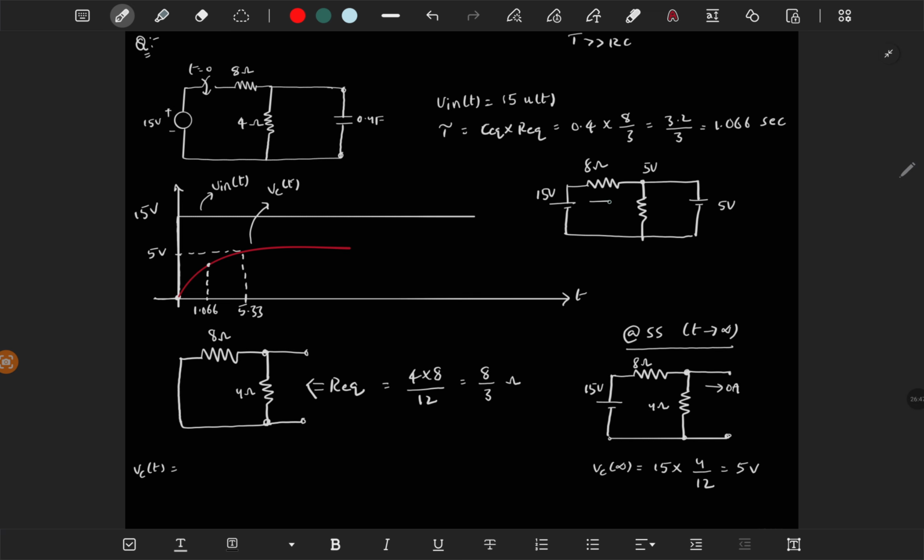So this is 8 ohms. How much current is flowing through this branch? It is 10 by 8 amps. And this is 4 ohms. How much current is flowing through this 4 ohm? It is 5 by 4, which is nothing but 10 by 8. It means whatever current is sourced from this voltage, 10 by 8 amps, is completely flowing through this 4 ohm. So there is no current flow through this capacitor. It means the circuit has reached steady state. That is how you can cross verify.